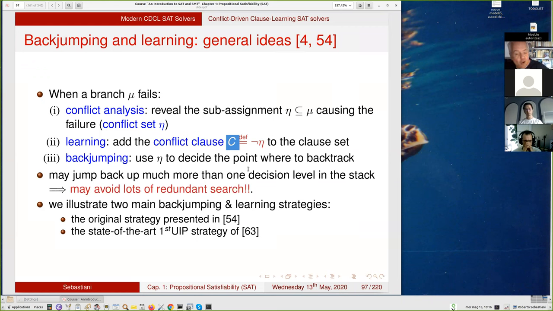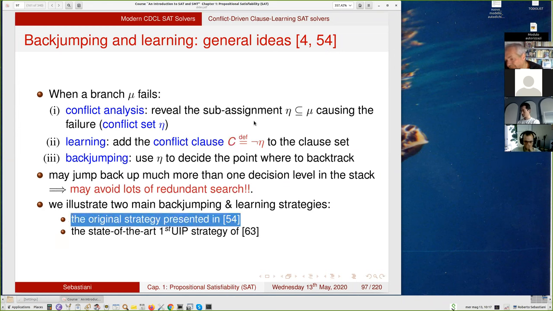Of course there is not one single strategy to do this. There are tens of strategies that have been proposed in the literature. I will tell you two. The first one was proposed by Sakala and Silva, and the second is what is considered the leading one, which is the first UIP, the one which most solvers use currently. I describe them both because, in order to understand this, I think it's better to understand the first one first.